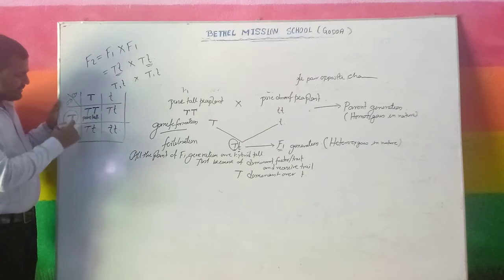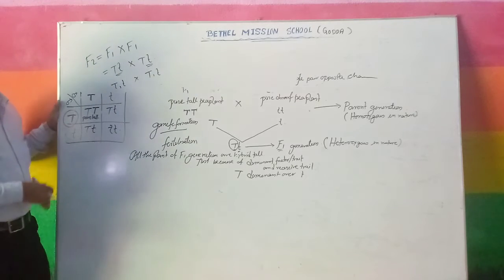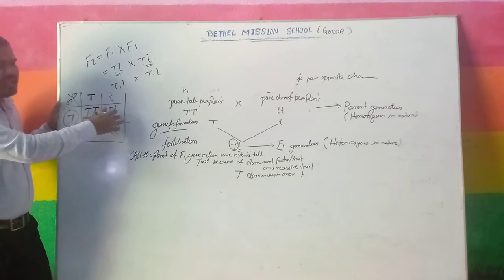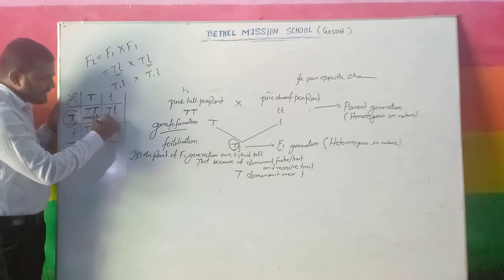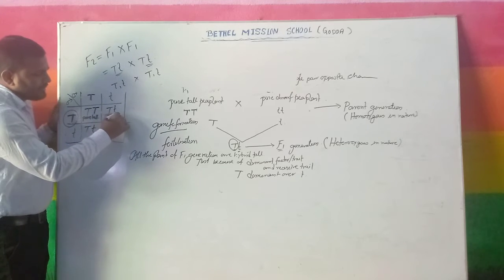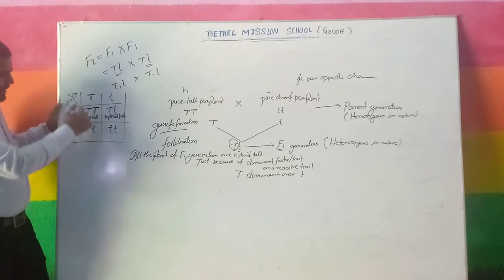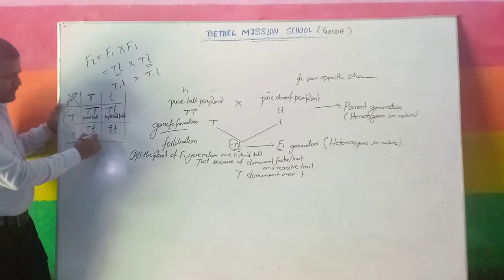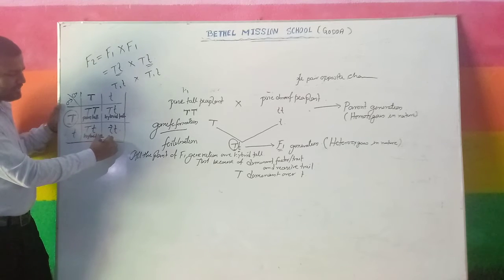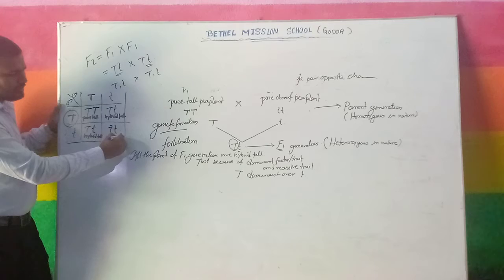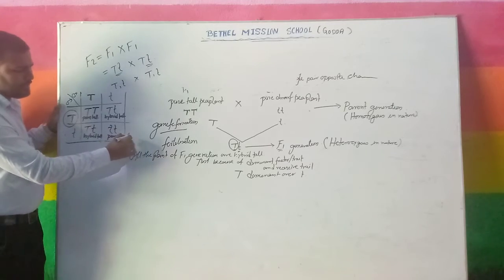Pure tallness. Capital T are going to fertilize the small t. They are producing the capital T and small t. These are the hybrid tall. Similarly, these are the hybrid tall. And these are the small t, pure dwarf.